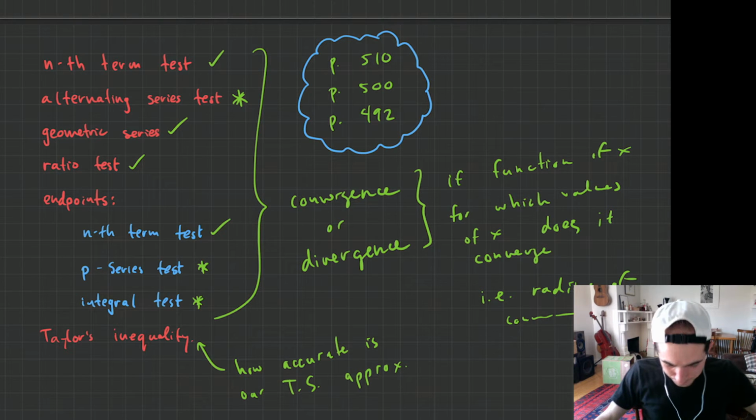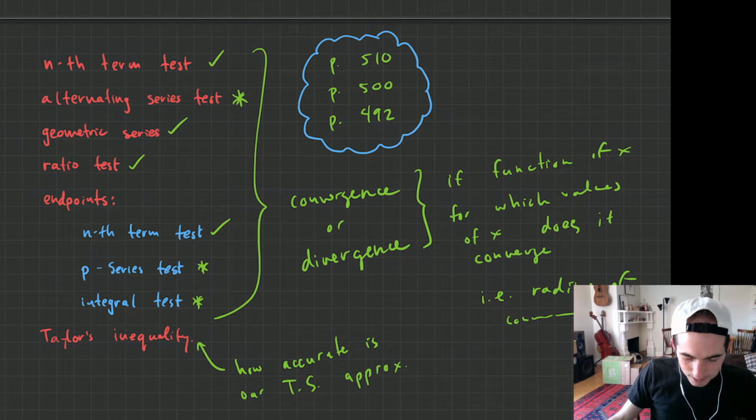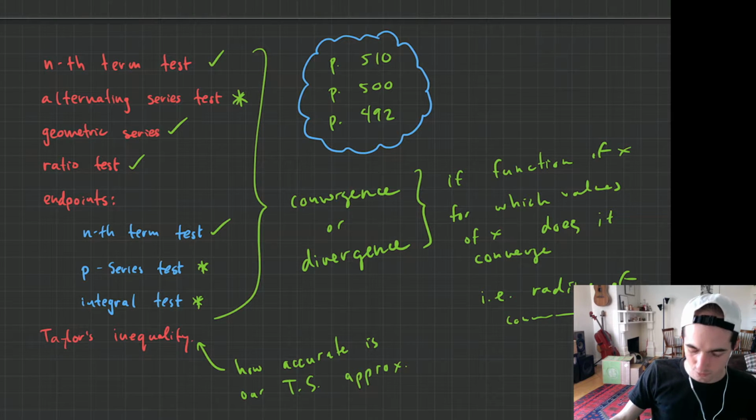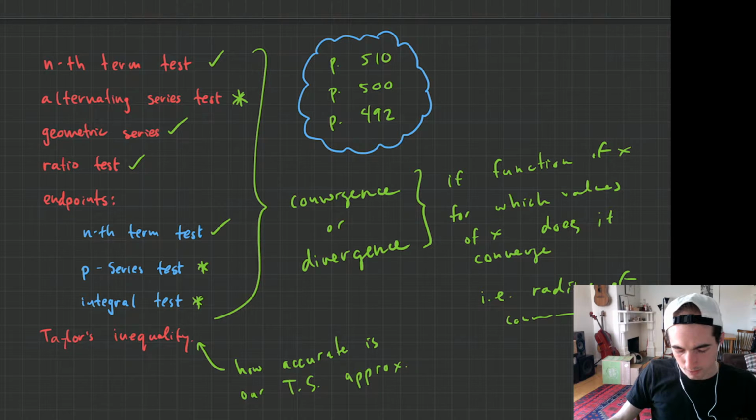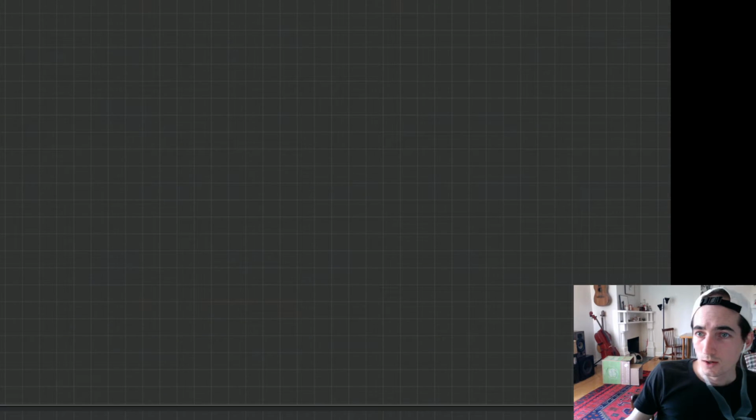Anyway, we're gonna look at the alternating series test first. I think that's the most straightforward one. Then we'll do p-series. Then we'll do the integral test. Okay, this is awesome. So, alternating series test. Let's do that.